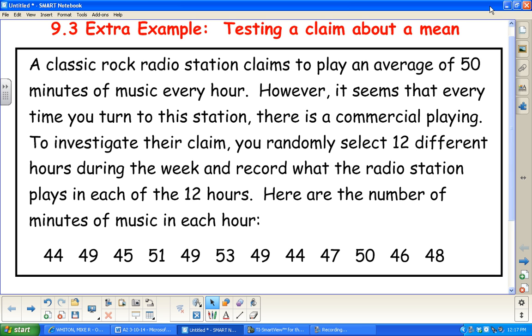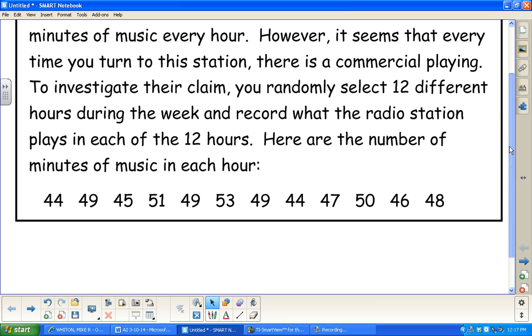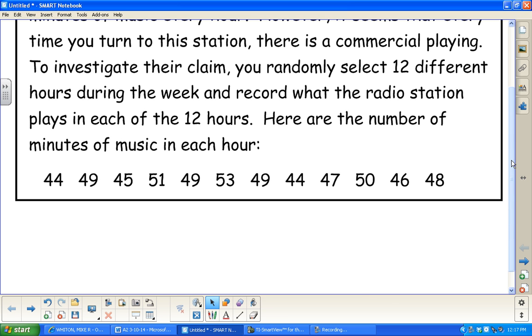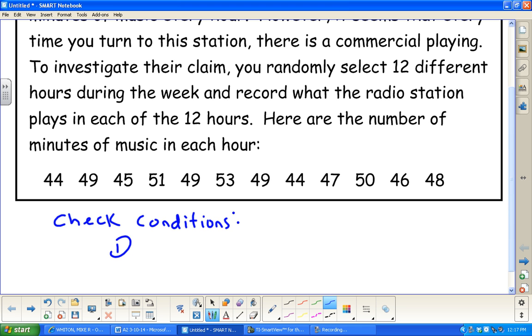In order to test a claim, we need to verify some conditions, make sure everything's met here. So we have 3 conditions to check. We need to see if we have a normal spread going here. For a claim about a mean, we can either have a population given as normal. Did they tell us that? I don't believe they did. So that one we don't know yet.